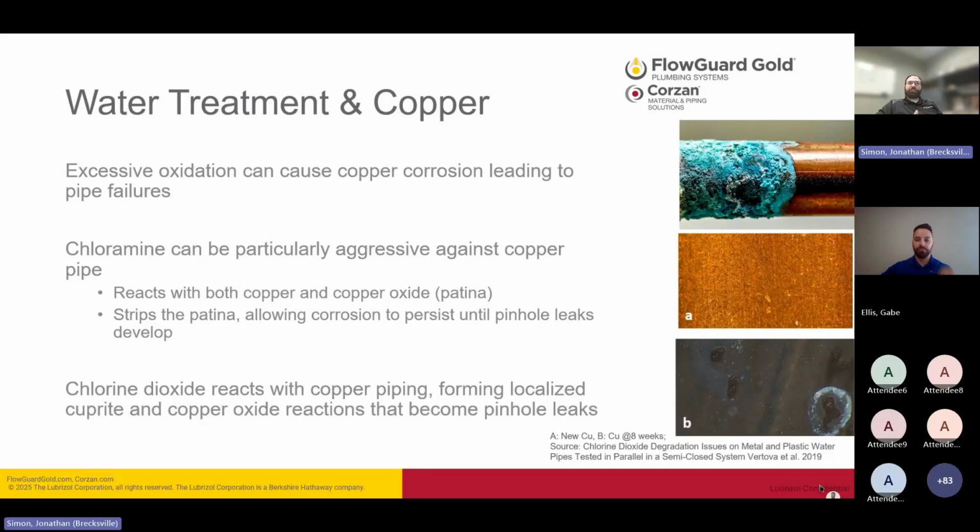Chlorine dioxide reacts in a slightly different way, forming localized cuprite and copper oxide reactions that become very hyperlocalized pinhole leaks. Even standard chlorine can cause copper to experience corrosion, especially when that chlorine exists at high levels.